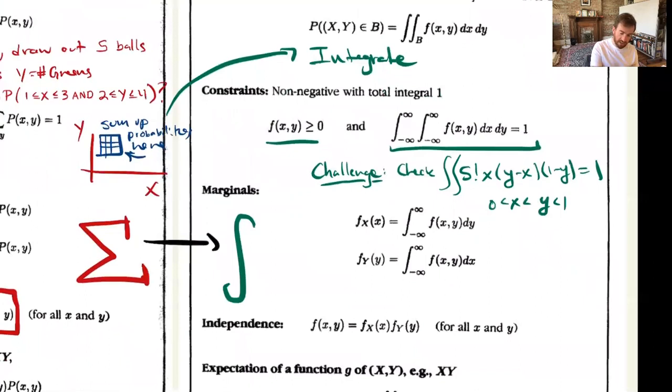Now, marginalization is exactly the analog over here. You integrate out y to obtain the probability density for x. And here you integrate out x to obtain the probability density for y. And once you've got that, you can check independence by just asking, is this formula true? This is going to be very important for today.